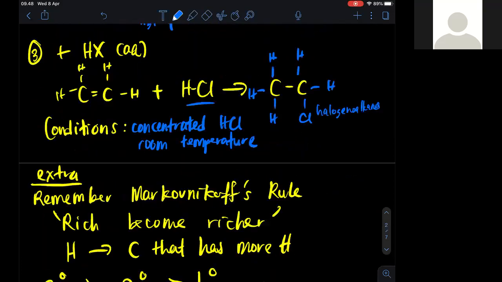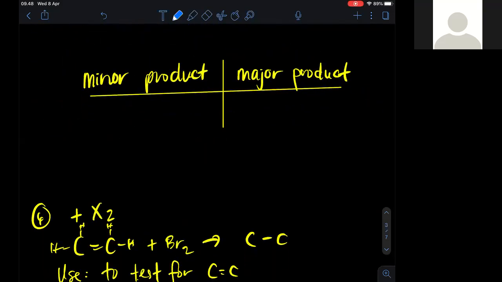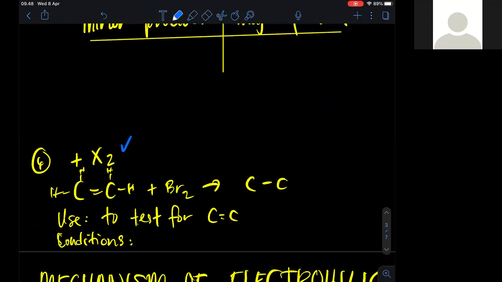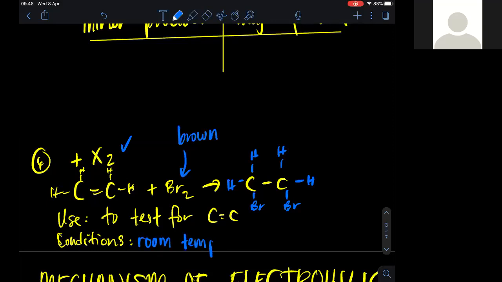Now, before we go for the extra, I'll just go for the X2. If you have a reaction, let's say H with Br2, what's going to happen? You are going to have Br and Br, used as a test for C double bond C. The Br2 color is going to be brown, so the brown color will be decolorized immediately. If you want to test for carbon-carbon double bond, this is the best way, by using bromine. The condition is also quite simple. It's room temperature only.